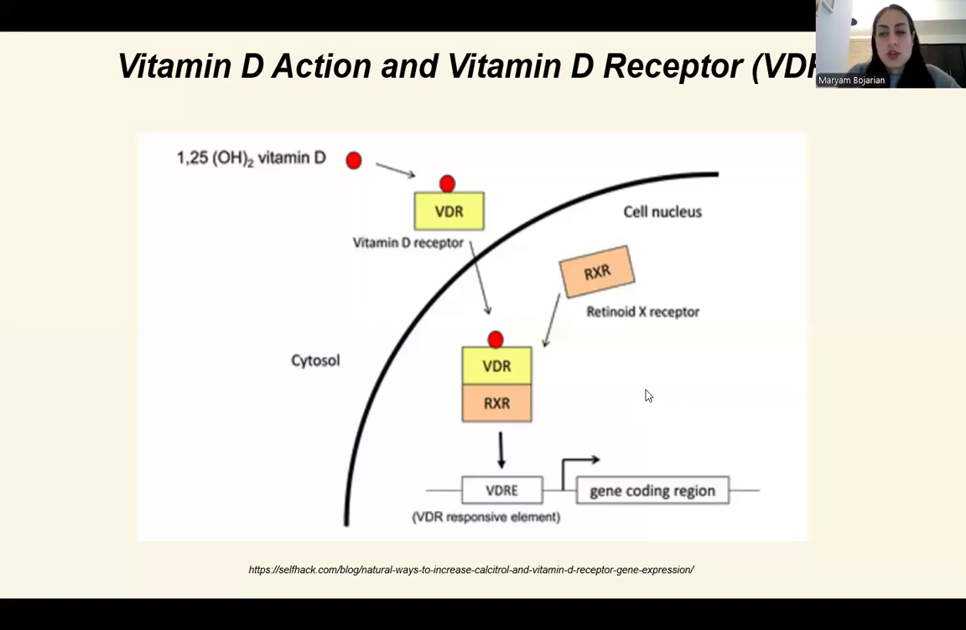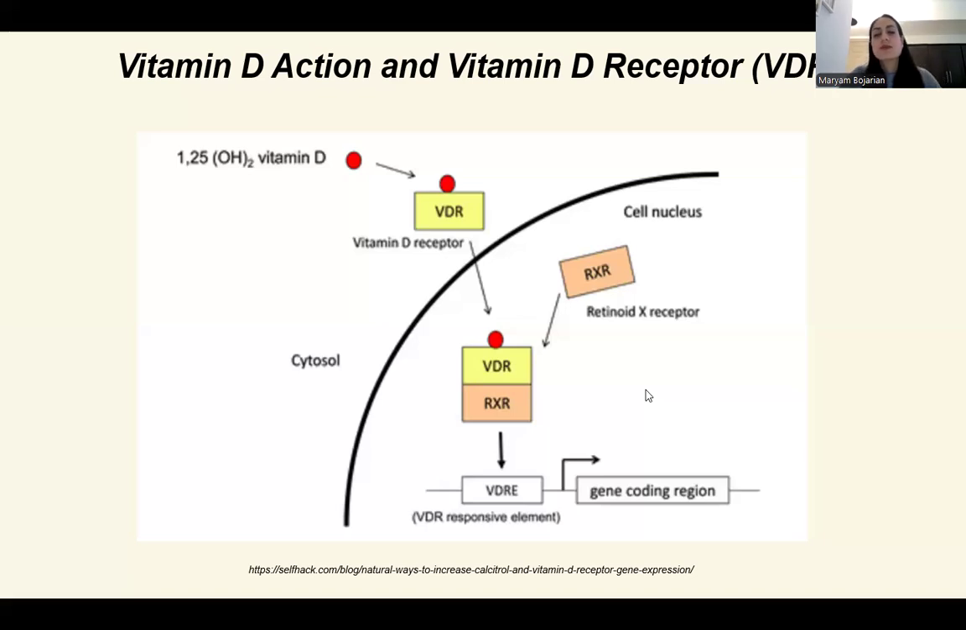This is a biologically active form, because it can bind the receptor with high affinity. Other forms of vitamin D, as I said, bind VDR poorly, which is why the body requires activation in the kidney first. And if you remember, the enzyme to activate 25 hydroxy vitamin D to 1,25 dihydroxy was 1-alpha hydroxylase.